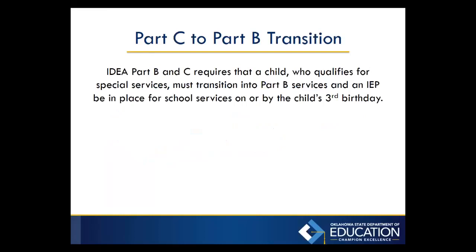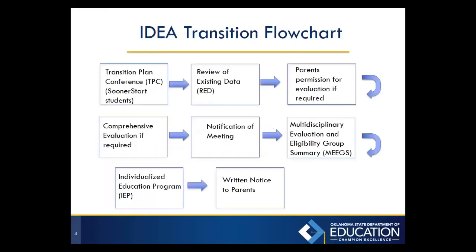The transition from Part C to Part B is a requirement by IDEA to make a smooth and seamless transfer from C to B, and it is part of our state performance plan. It's Indicator 12, and this is a flow chart that Destiny made for us.